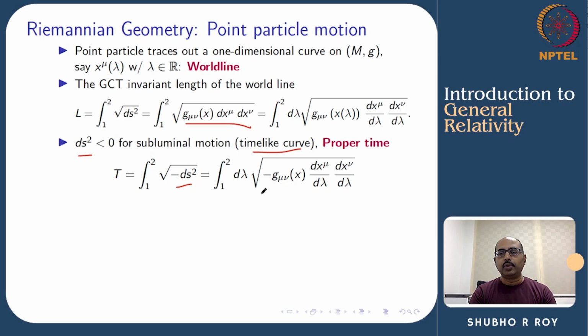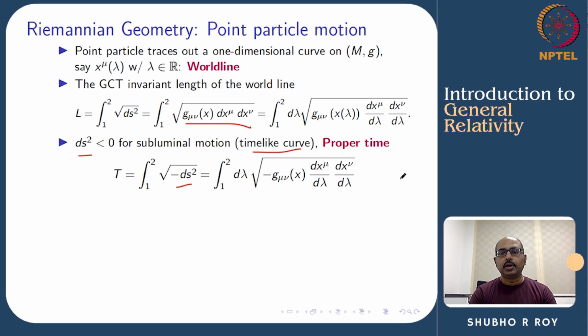And then we can rewrite this using parameterization. x is a function of lambda, so dx is the differential of x. Again, x is a function of lambda, and then this becomes an integral over lambda. So this defines the proper time for a particle which is moving with the speed less than the speed of light.